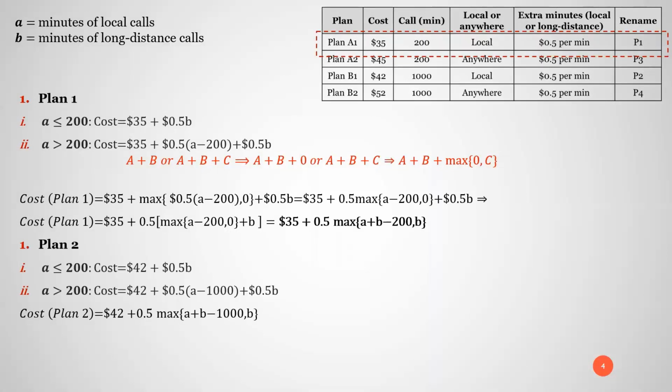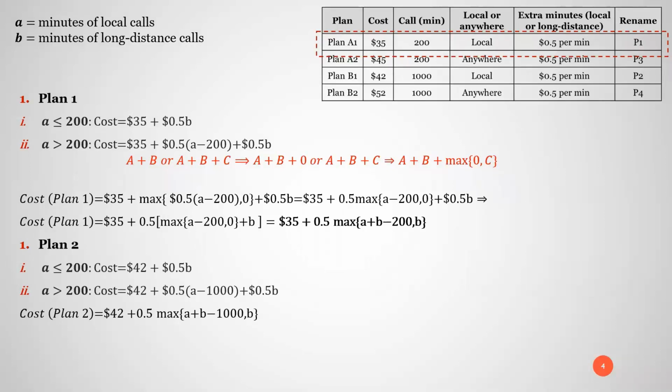Now we can combine these two equations, and the only difference between them lies in the 50 cents multiplied by A minus 200. In this situation, we can use the max function to put these two parts together. Pay attention to the highlighted text for more clarification. And having set these explanations, we obtain the final formula for the cost of plan 1 based on my parameters, which are A and B.